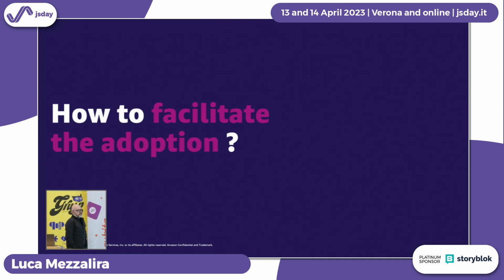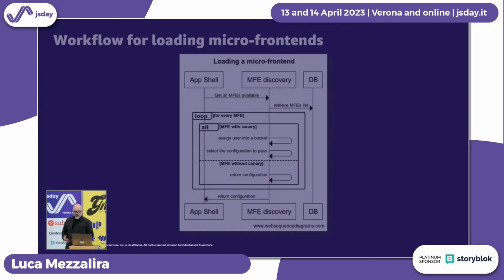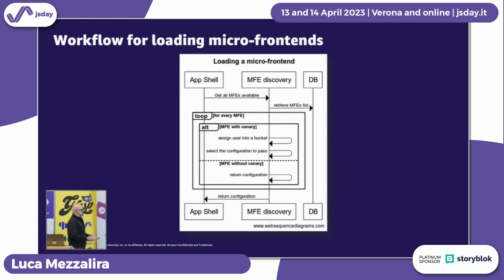But then the question is the next one: how can we facilitate the adoption? Because that's the reality. It's all fancy and dandy, but if I need to rebuild it, it's painful. So logically speaking, what we want to do is this. We want to have an application shell that is loaded, and then we call a micro-frontend discovery service that is storing in a database all the information needed for my micro-frontends, knowing what I need to release, and just retrieves which version I need to load, and off you go. You have your configuration with the micro-frontends that are available for that specific user, country, whatever.